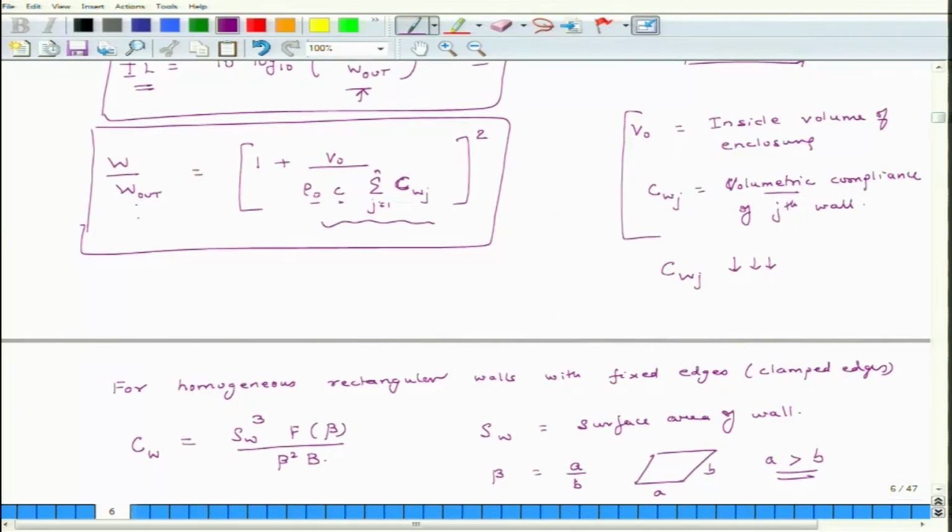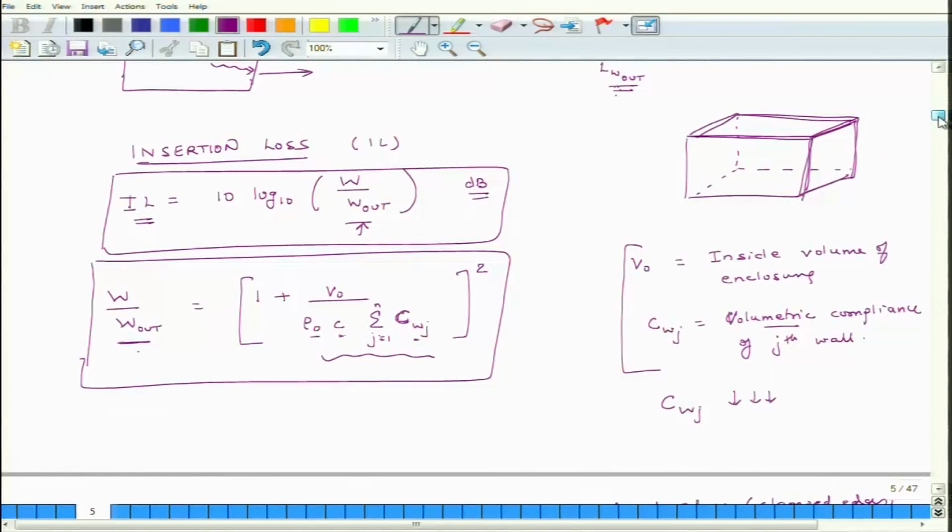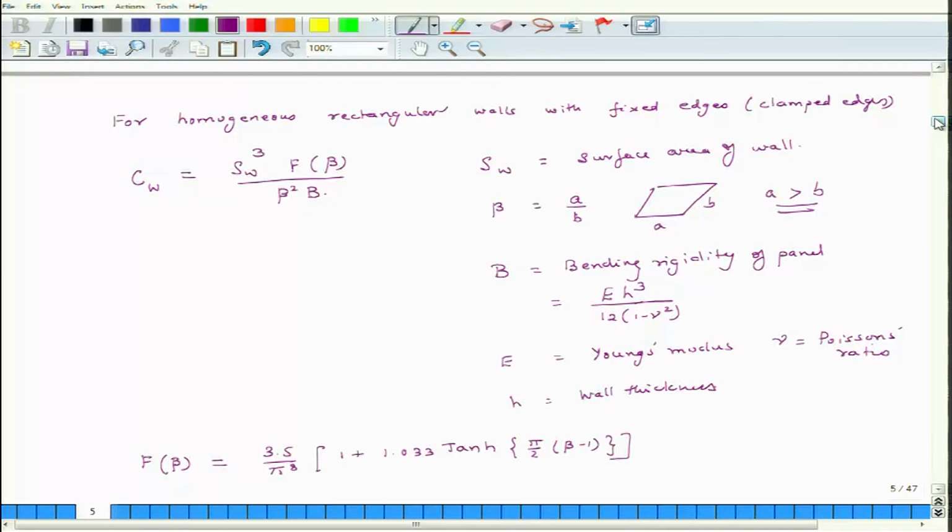Okay. So, what do you do with this? You have to calculate W by W naught. To calculate that, you have to find the compliance of each wall. For each wall you have to find out the compliance, and then you have to add up all those compliances, multiply by rho naught C, and then divide V naught by this entire thing, and then you will get W by W naught. And to find the compliance of each wall, if each wall is rectangular like this and with fixed ends, this is the relation for compliance of each wall.